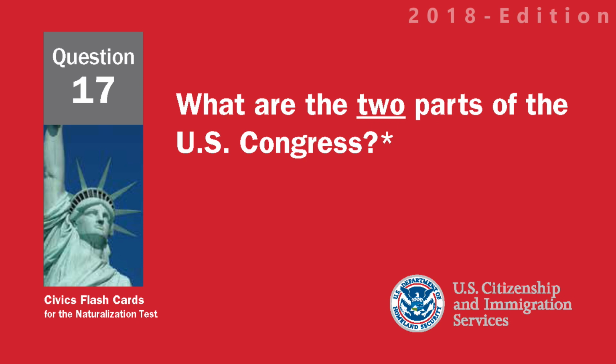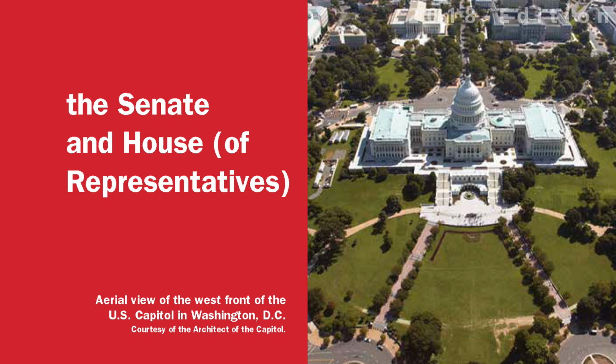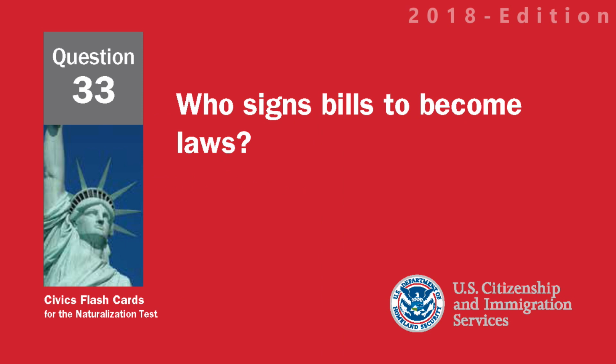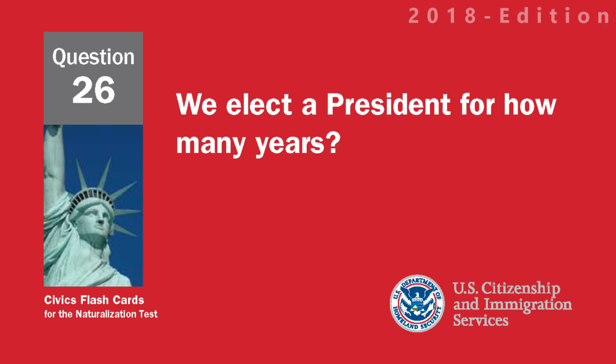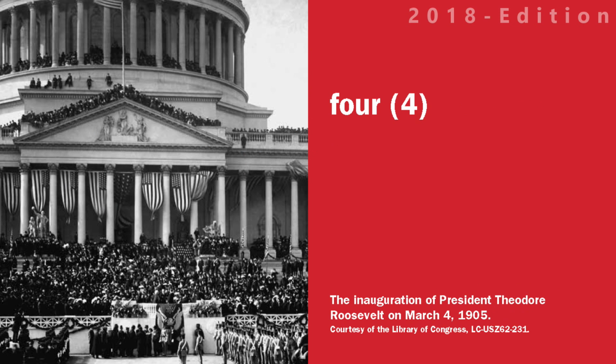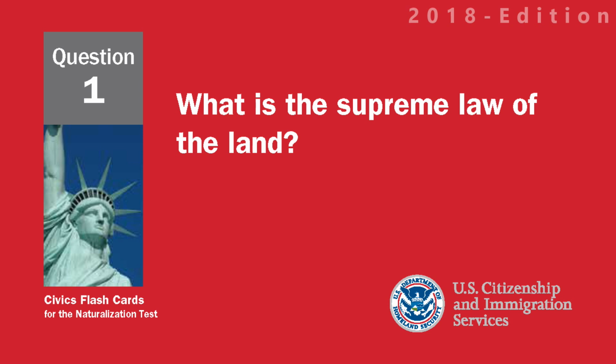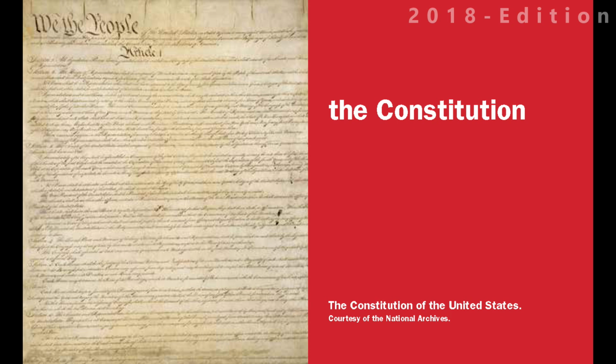What are the 2 parts of the U.S. Congress? The Senate and House of Representatives. Who signs bills to become laws? The President. We elect a president for how many years? 4. What is the supreme law of the land? The Constitution.